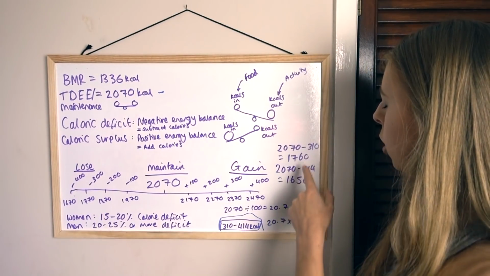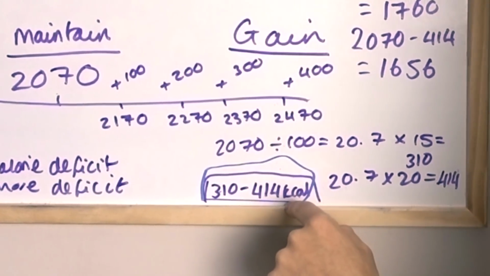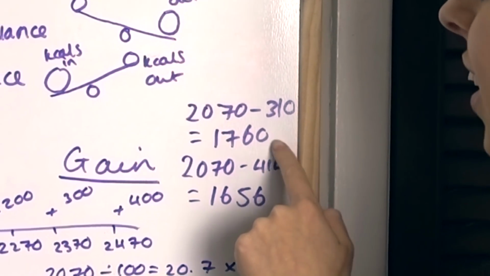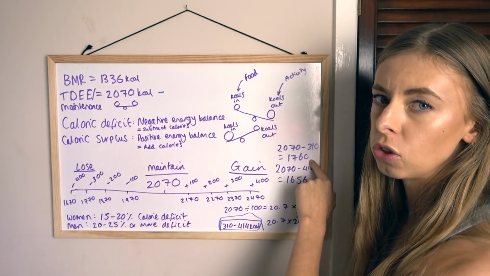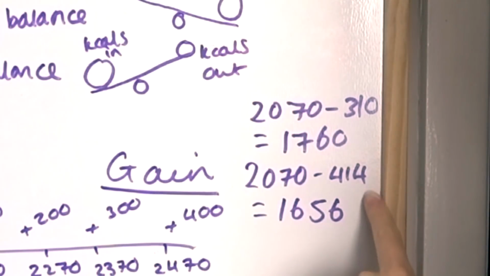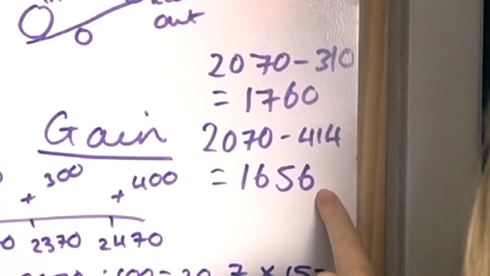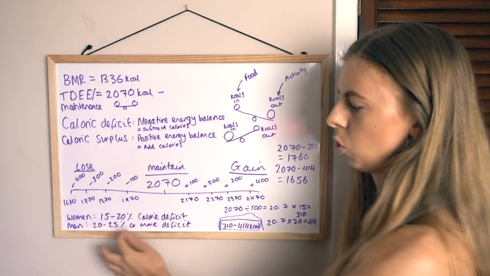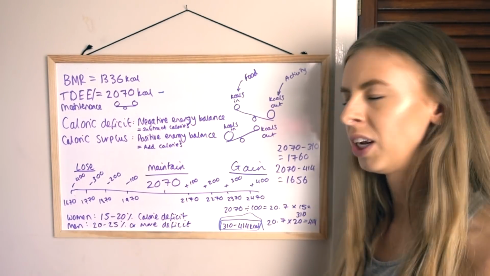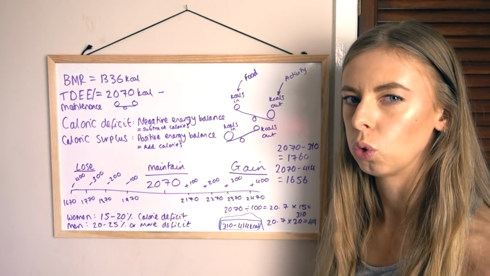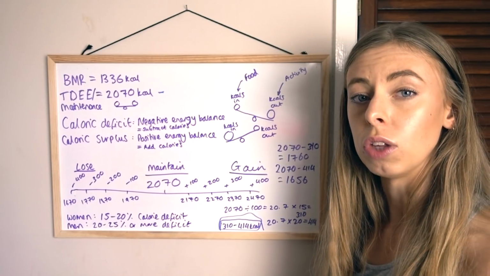So what does that look like up here? You would take these figures, minus this from your maintenance, so I've done that here, so that would put me at 1760 calories, and I may do this for a period of time. And then a more aggressive deficit would be minus the 414, which would be 1656 calories, which would be a slightly more aggressive deficit, the 20% margin. For women, I don't really recommend going above the 20% margin unless there's a specific circumstance that calls for it. In most cases, I don't think it's necessary.